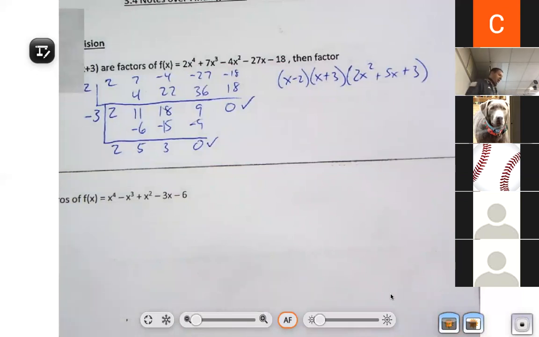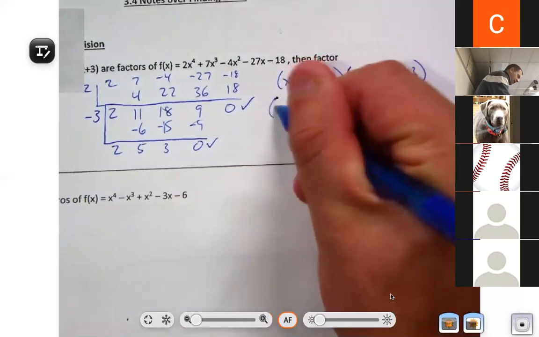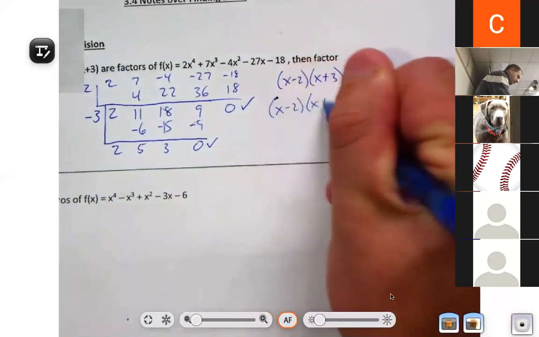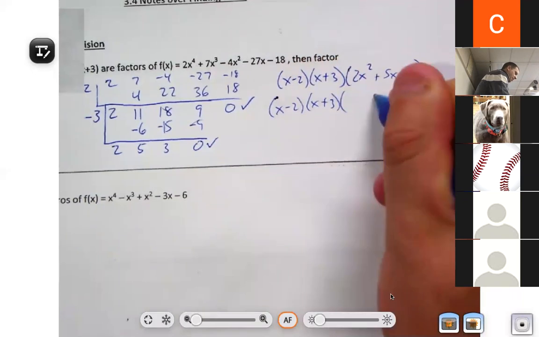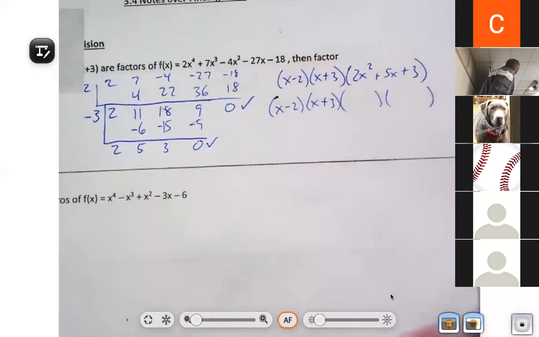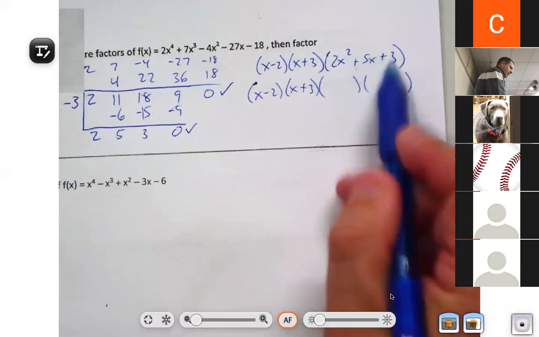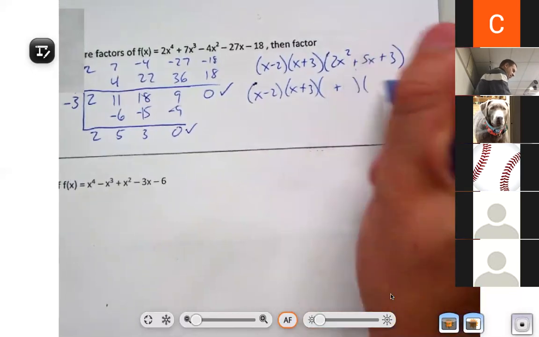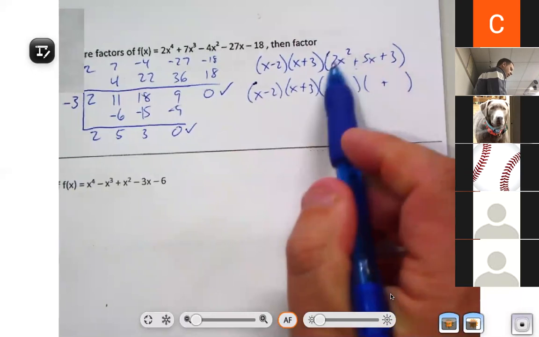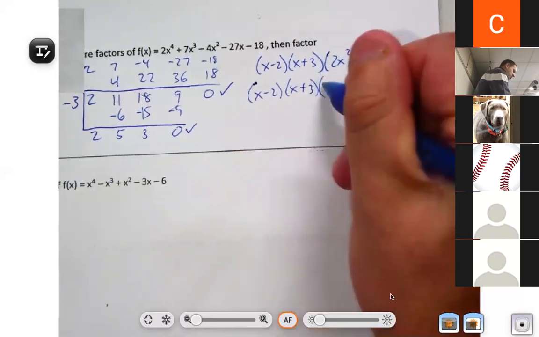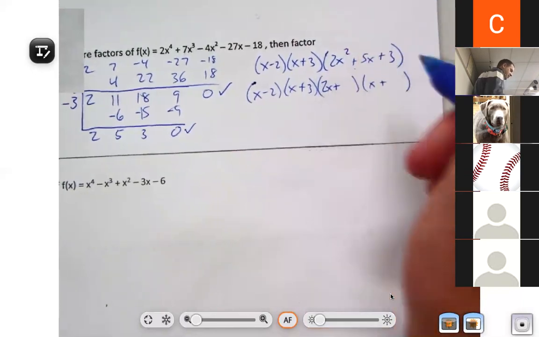I like guess and check sometimes, so I'm going to guess and check. This is a prime candidate for guessing and checking because they're both plus signs. Everything in here is positive, so I know they're going to be plus signs. And I know it's 2x squared, so it has to be 2x and 1x.